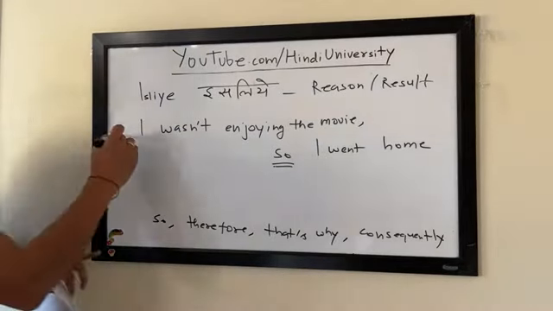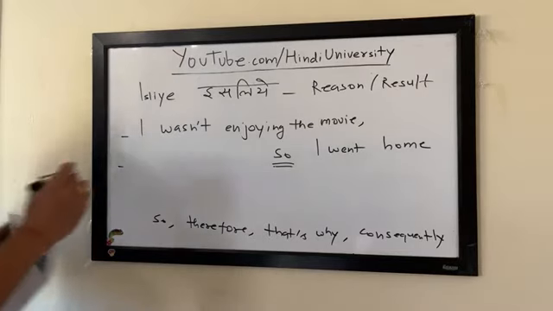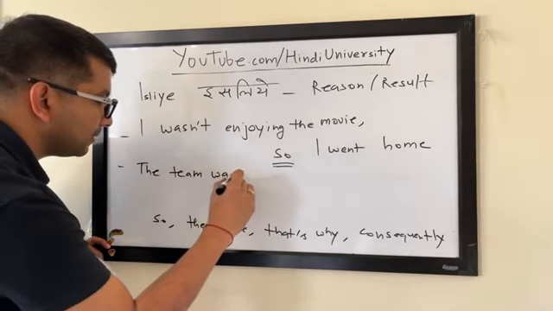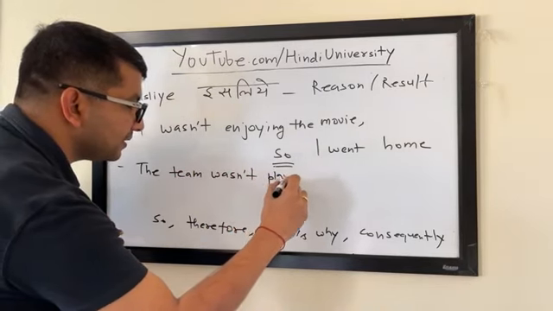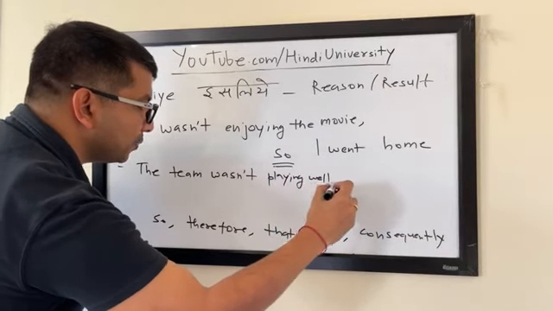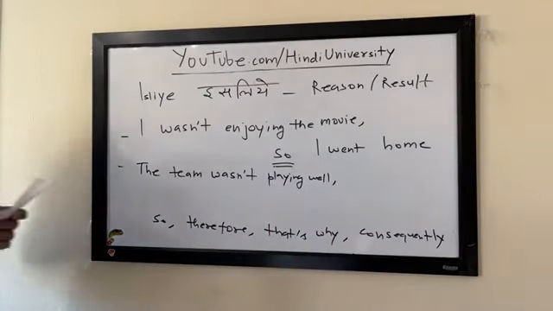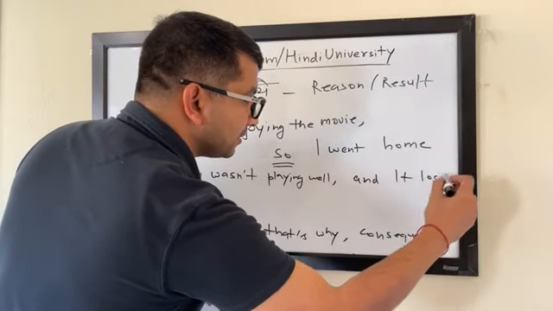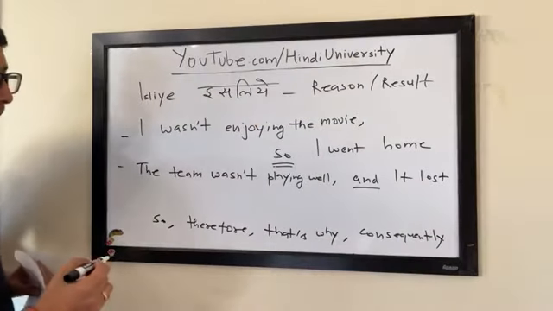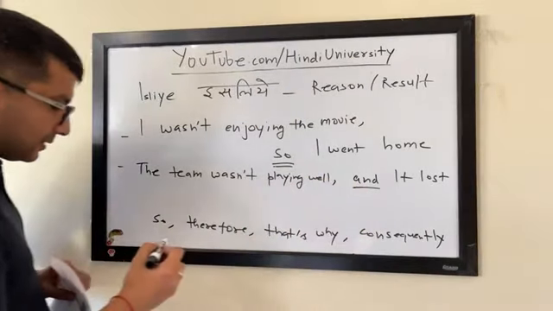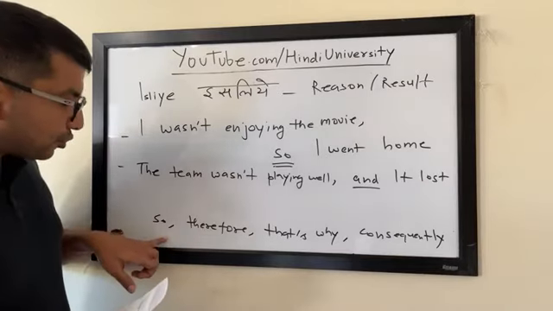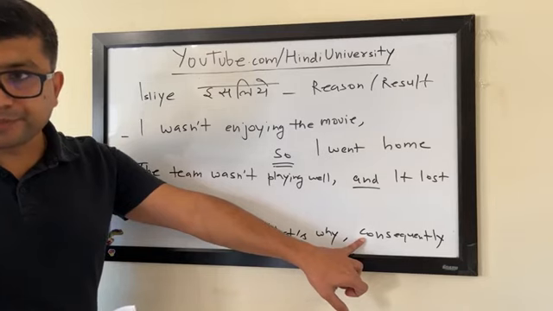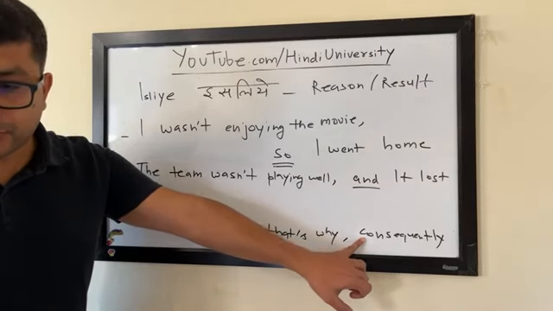Okay, look at the second sentence now, which is basically the team wasn't playing well, and let's say you want to say it lost. There's a comma, but there is an implied "so", "therefore", "that's why", or "consequently" they lost. I hope it makes sense, right? The second sentence also.